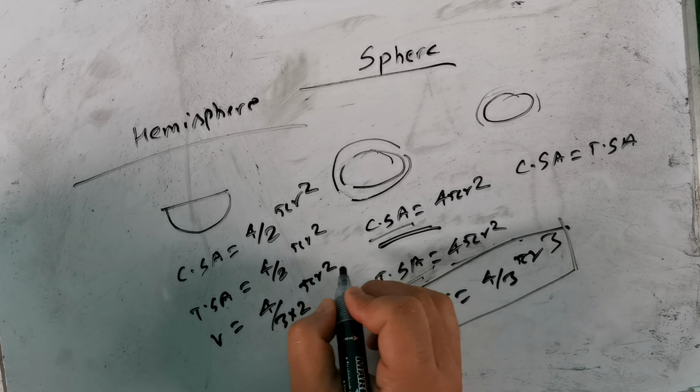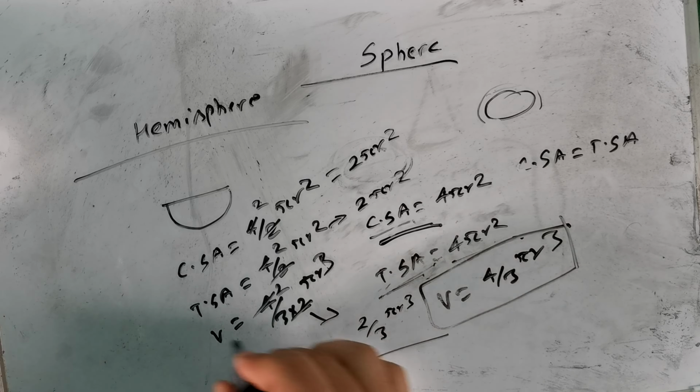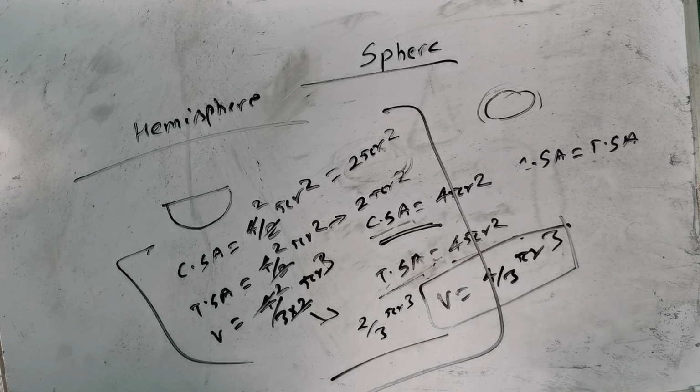Pi r cube, 2 to the 4. At last, the resultant formula is 2 pi r square. Here is also 2 pi r square. Here is 2 by 3 pi r cube. This is the formula of hemisphere. You have to remember this for your exam. 1 mark or 2 marks will come in your exam.